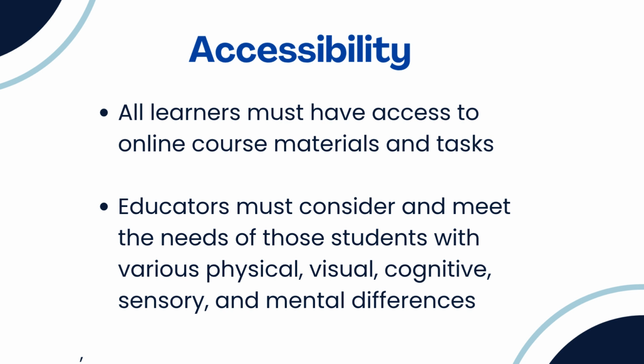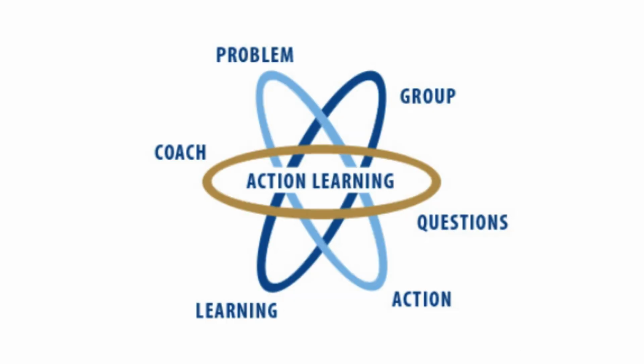Another concern that you shared that arises amongst online faculty developing their courses is accessibility. So the idea that all learners have access to their online course materials and tasks, and how educators must meet the needs of the students with the differences, the various physical, visual, cognitive, sensory, and mental. It seems that it would be an excellent choice for a student with some differences to take an online class, but in fact, students are still having challenges because of lack of accessibility. And so we want to support our staff in ensuring their courses are accessible. And if we're using action research to do so, we've got this problem: is the course accessible?